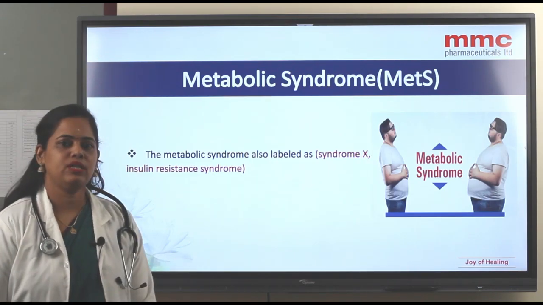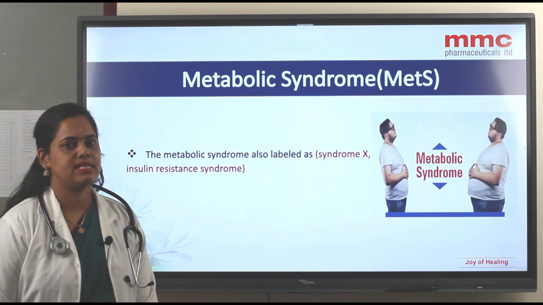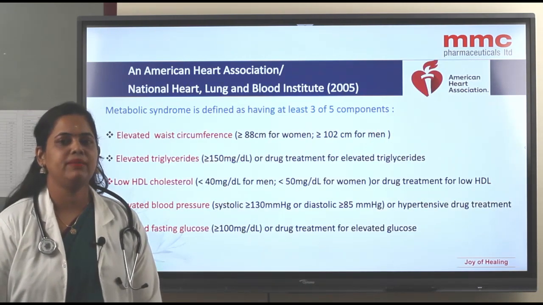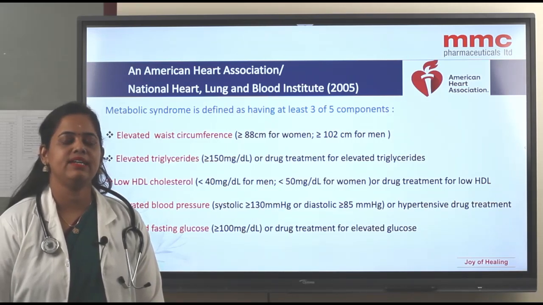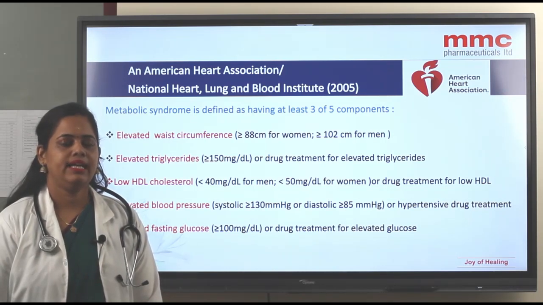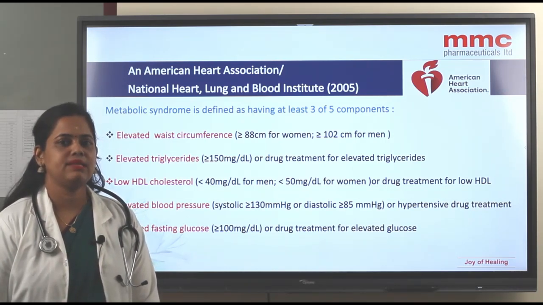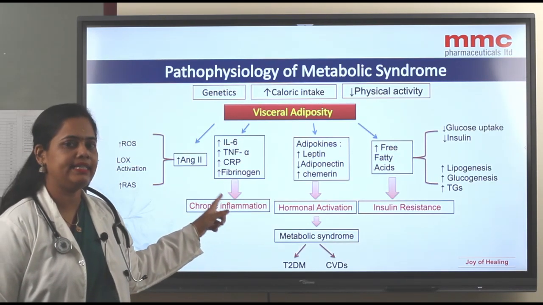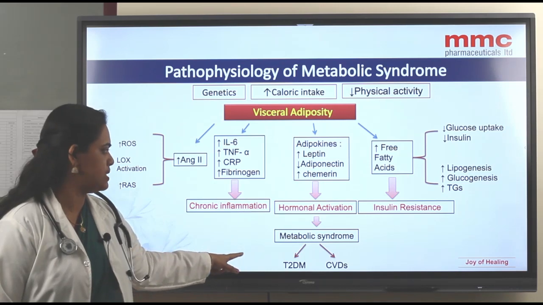Metabolic syndrome is also labeled as Syndrome X or insulin resistance syndrome. The American Heart Association in 2005 defined metabolic syndrome as having at least 3 of the 5 components: elevated waist circumference, low HDL cholesterol, elevated LDL cholesterol, elevated BP and elevated fasting blood glucose. So, visceral adiposity is an important trigger factor for progression of metabolic syndrome.